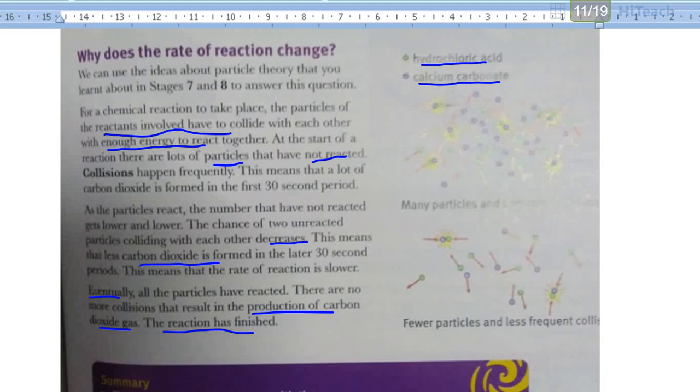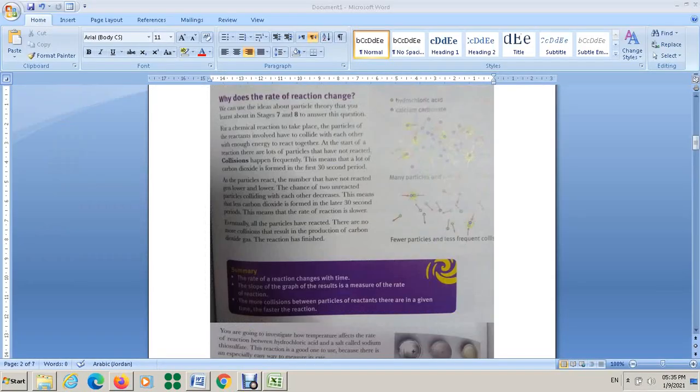I hope this is useful to understand the explanation of why the rate of reaction changes. So the rate of reaction changes with time, which is very important to know. The slope of the graph of the result is a measure of the rate of reaction. So the more collisions between particles of reactant there are in a given time, the faster the reaction. So this is about the change in the rate of reaction with time, how it changes.